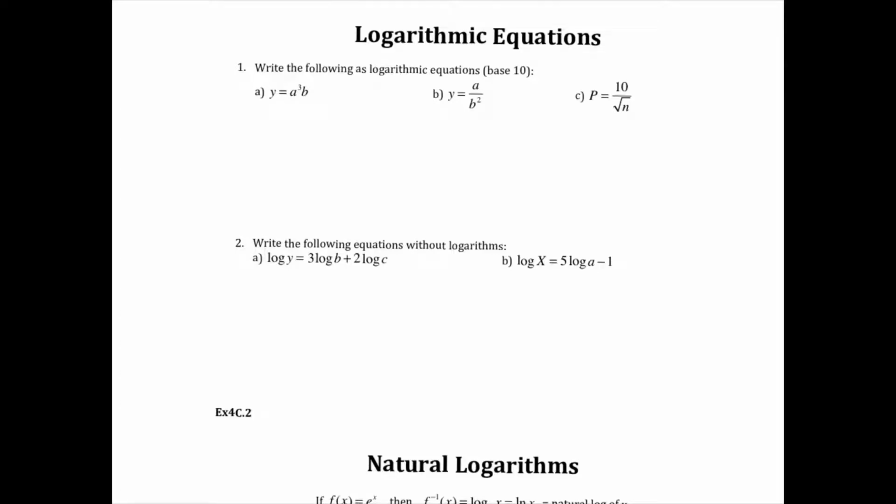Write the following as logarithmic equations, and I've already told you base 10. It's a bit of a strange question. We're just learning to rewrite things and using the log laws. It's just a skill we're practicing to be able to simplify future harder equations.